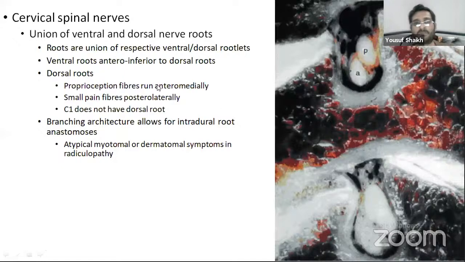Now, if we talk about the cervical spinal nerve, we know that, as I just mentioned, it is formed by the union of the ventral root and the dorsal root. The dorsal root carries the sensory, somatosensory fibers, whereas the ventral root carries the motor fibers, which is responsible for the symptomatology.